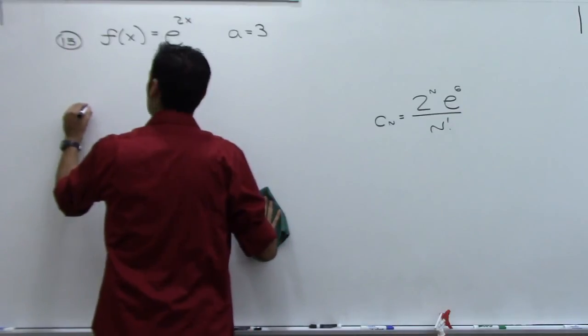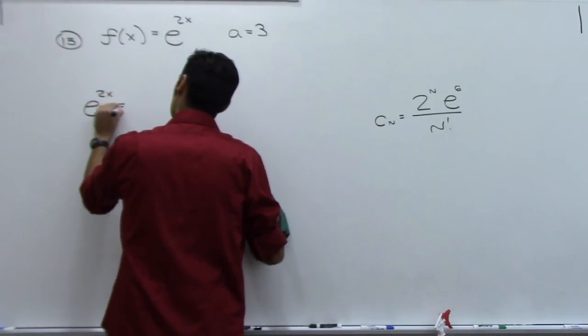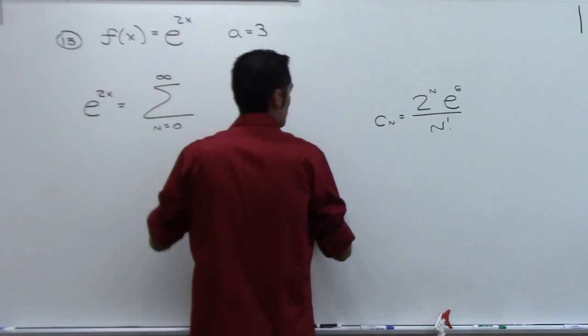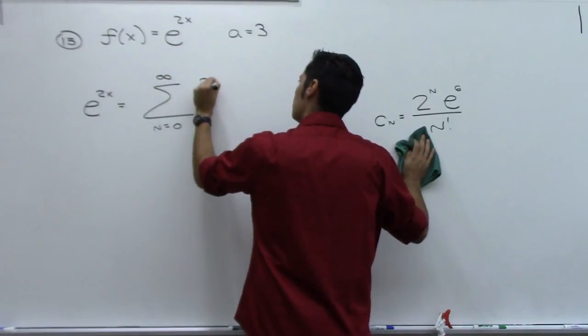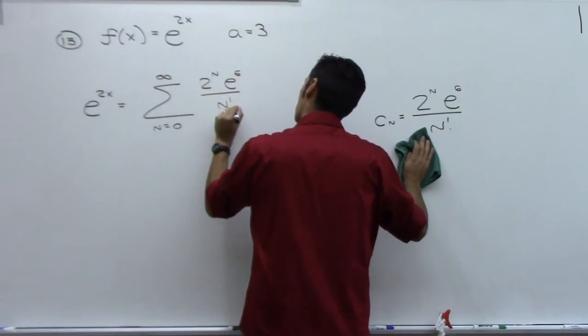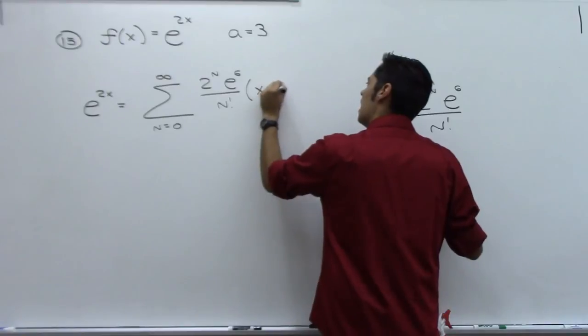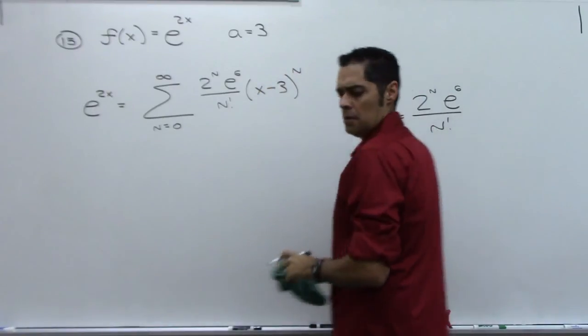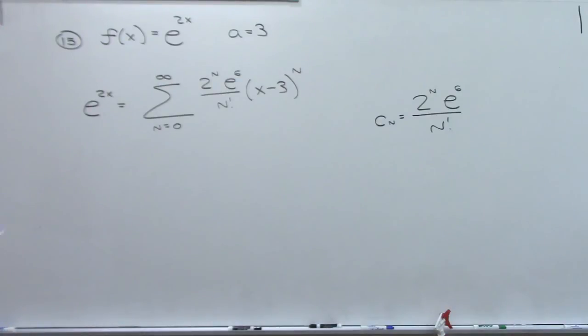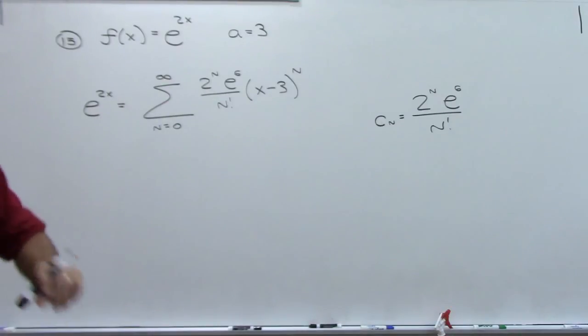It should be that e to the 2x is equal to the sum n equals 0 to infinity of the formula for c sub n, which is 2 to the n e to the 6th over n factorial, but then x minus a to the n. That'll do it.